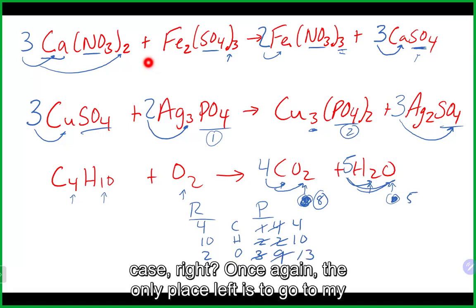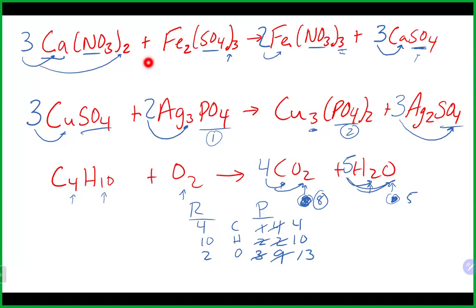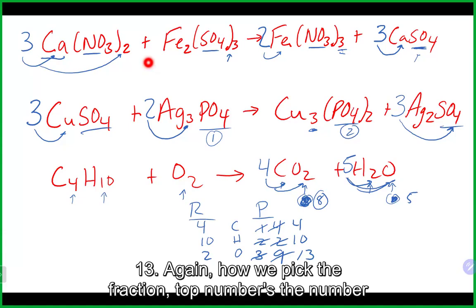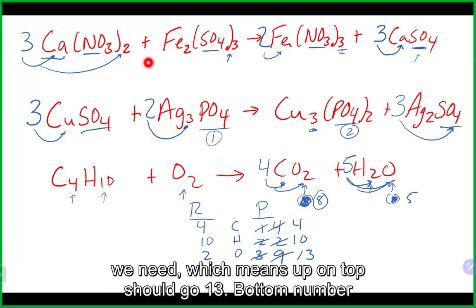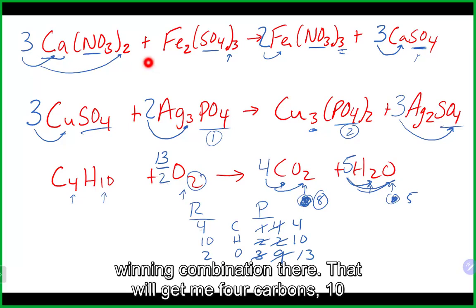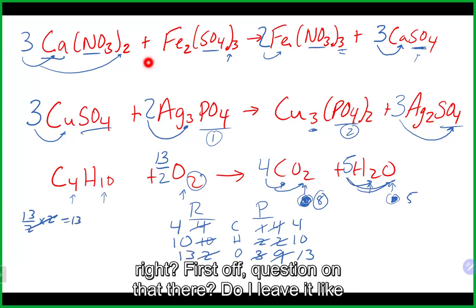Once again, the only place left is to go to my oxygen on the left. This would be a great place to do a fraction, yeah? Because we need to turn basically our 2 into a 13. Again, how we pick the fraction, top number is the number we need, which means up on top should go 13. Bottom number should match that guy, right? So 13 over 2 seems like a winning combination there. That will get me 4 carbons, 10 hydrogens, and again, 13 over 2 times 2 gets you 13, right? Any questions on that there? Do I leave it like that though?